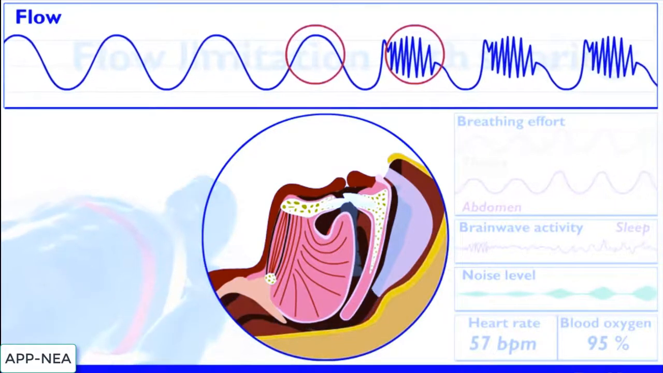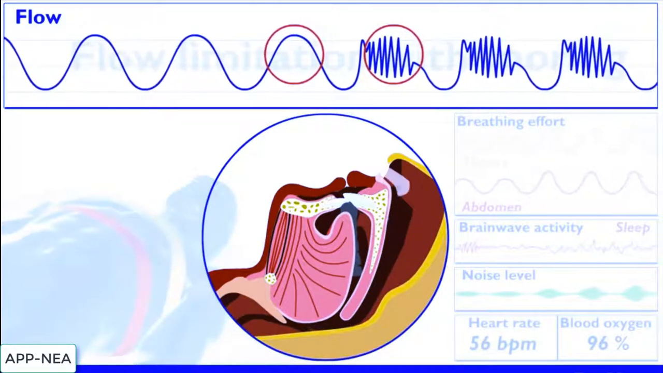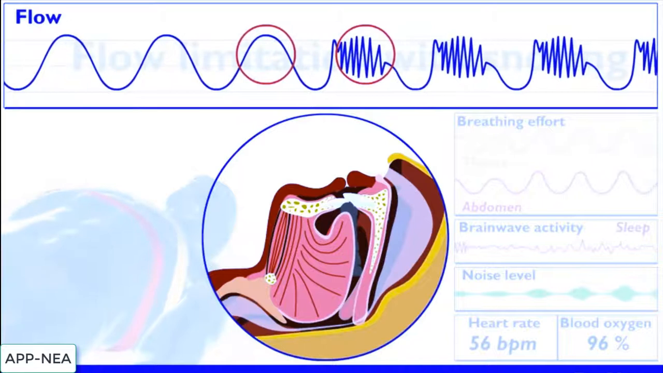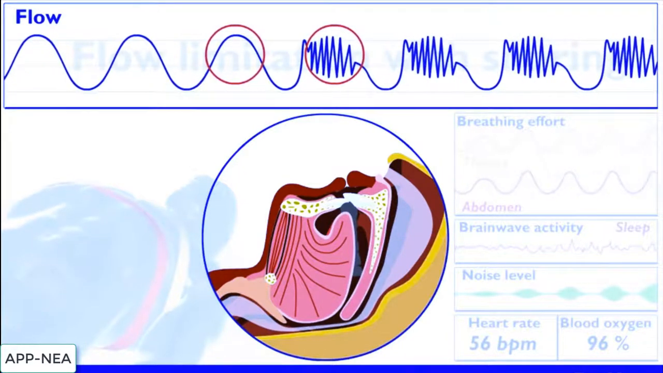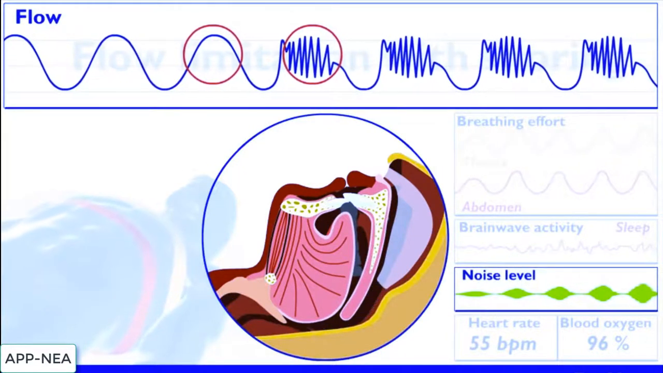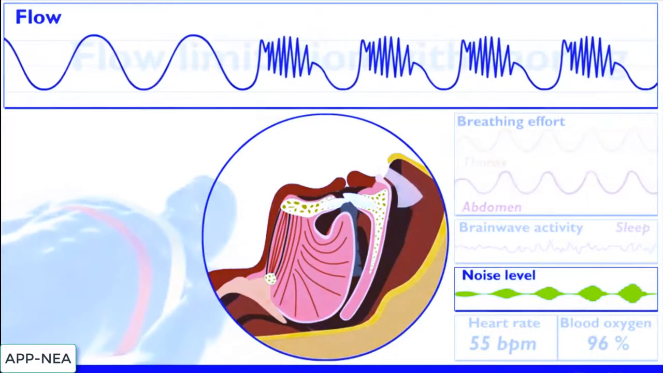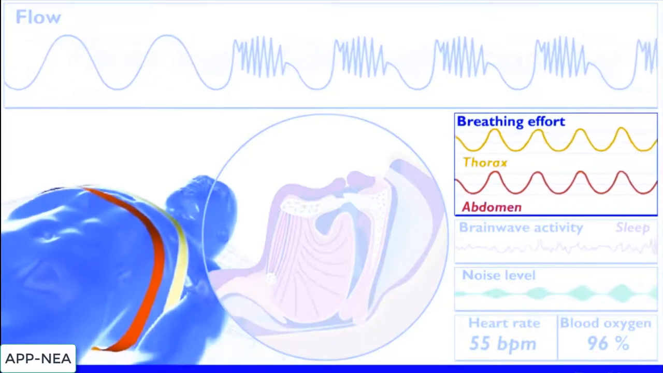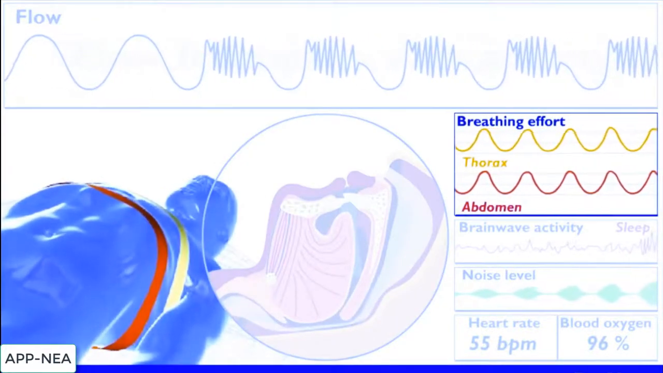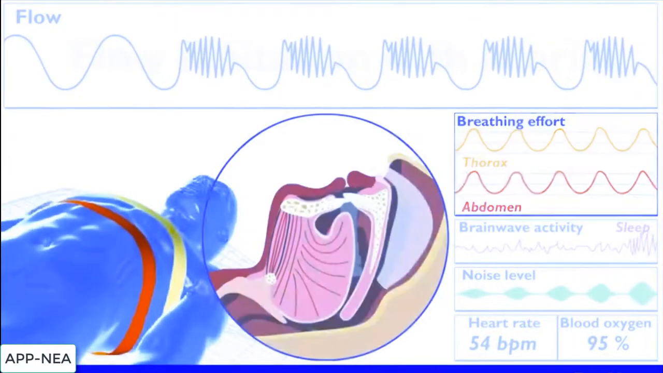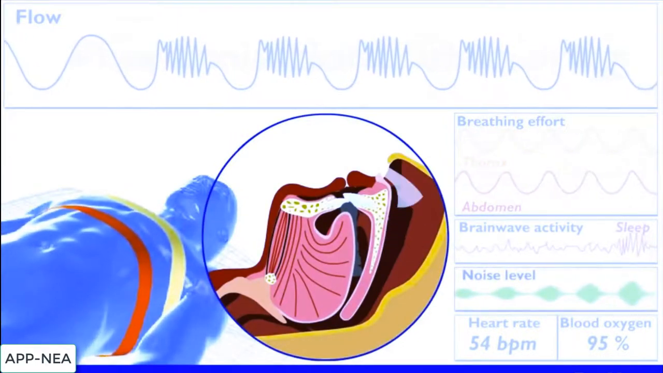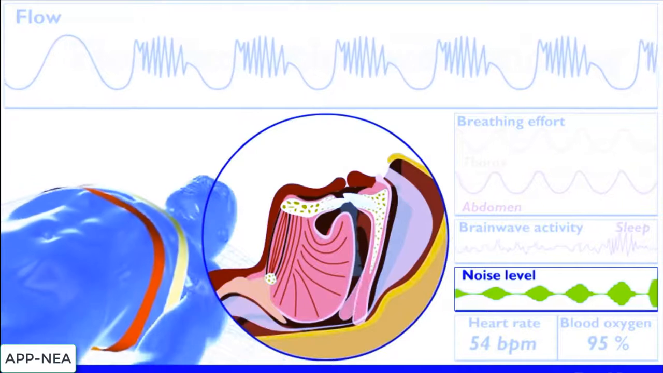Notice the turbulence on the airflow curve. Breath by breath, the frequency of the upper airway vibration increases along with the loudness of the snoring. Snoring also increases the effort required to breathe. And it can be rather noisy.